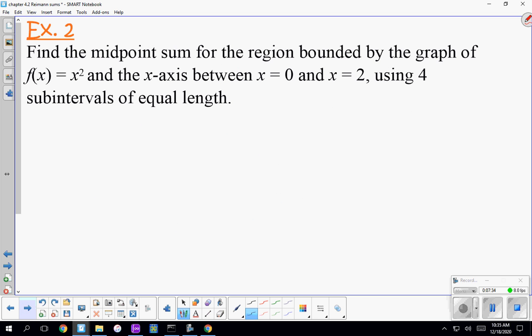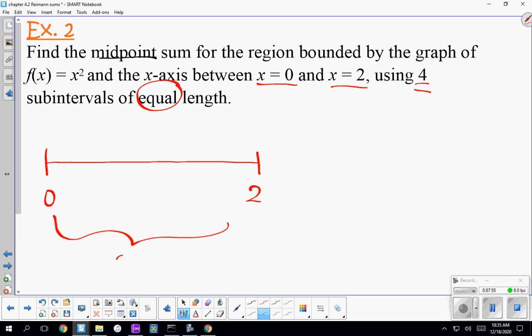Okay, example 2 here. Again, this one now says find the midpoint sum. So now I'm using midpoints to calculate height. It does say that we're starting at 0 and we're ending at 2. So I do like to give myself that little visual. So 0 to 2. And it says we're using 4 subintervals of equal length. So I need to take these 2 units and split them up equally into 4 pieces. So that means each piece is 1/2 of a unit wide. So I have this picture.